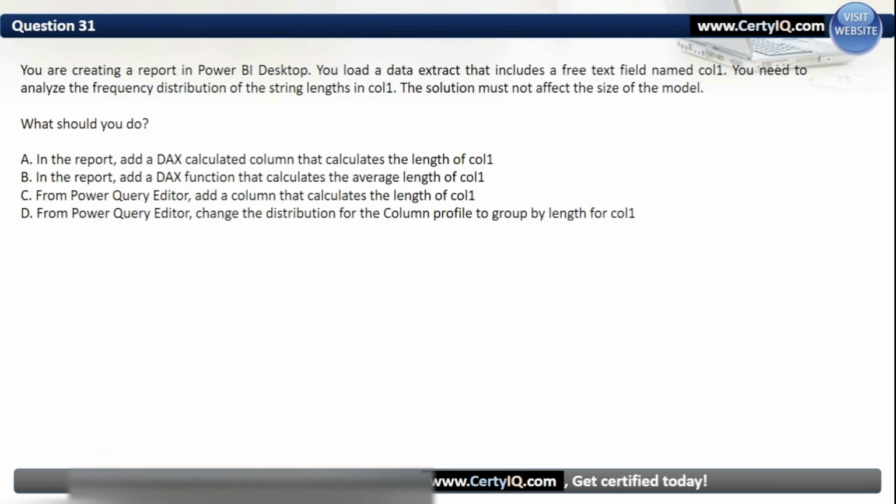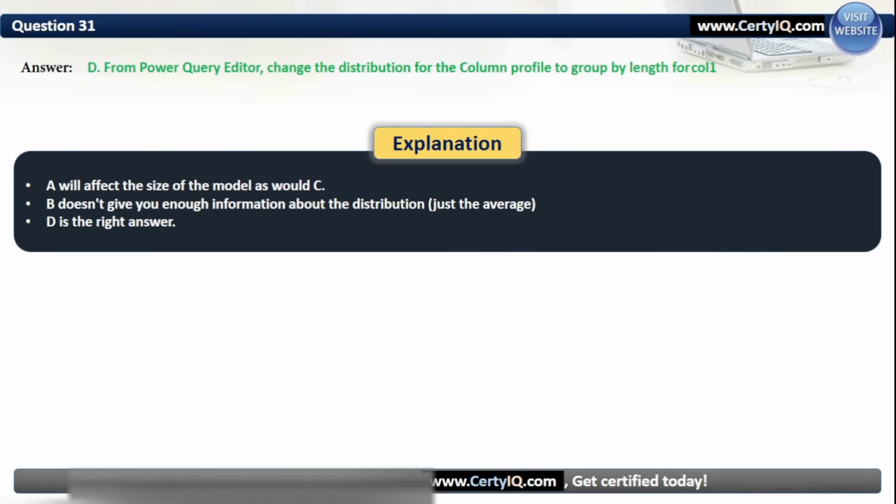The correct option is D. From Power Query Editor, change the distribution for the column profile to group by length for col1. A will affect the size of the model, as we would see. B does not give you enough information about the distribution. D is the right answer.